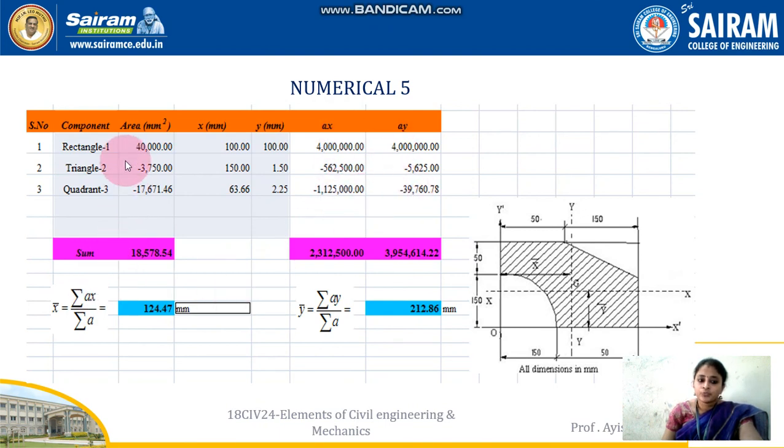Finally, make the summation of the areas, Ax and Ay individually, and substitute in the x bar and y bar formula. Finally, you will get x bar as 124.47 mm and y bar as 212.86 mm. I will continue with my next presentation. So these are the numericals in the centroid part, and thank you all.